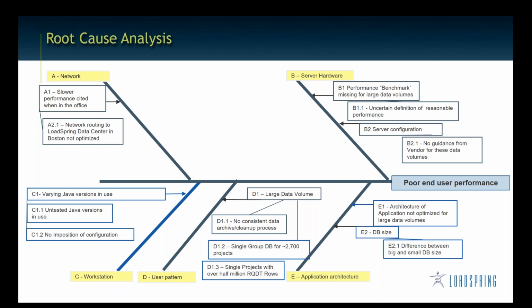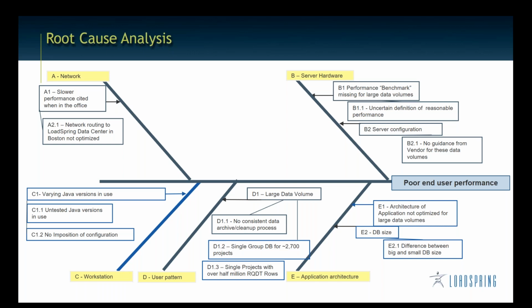The fourth area is user pattern, also known as use case. In this particular case, you're seeing an example where there was no consistent data archive cleanup process. Therefore, the data continued to grow over time. Project after project was added, completed, and never archived. That started to create some challenges for this particular analysis.